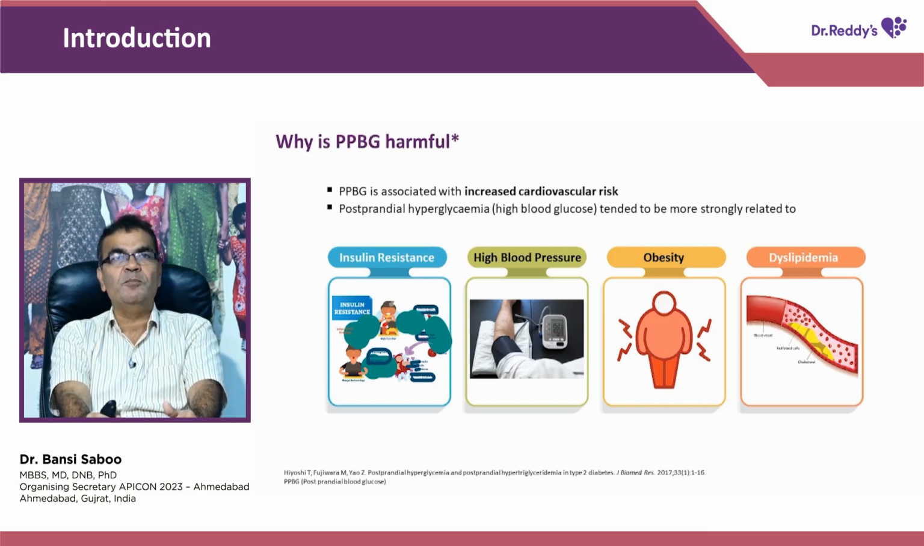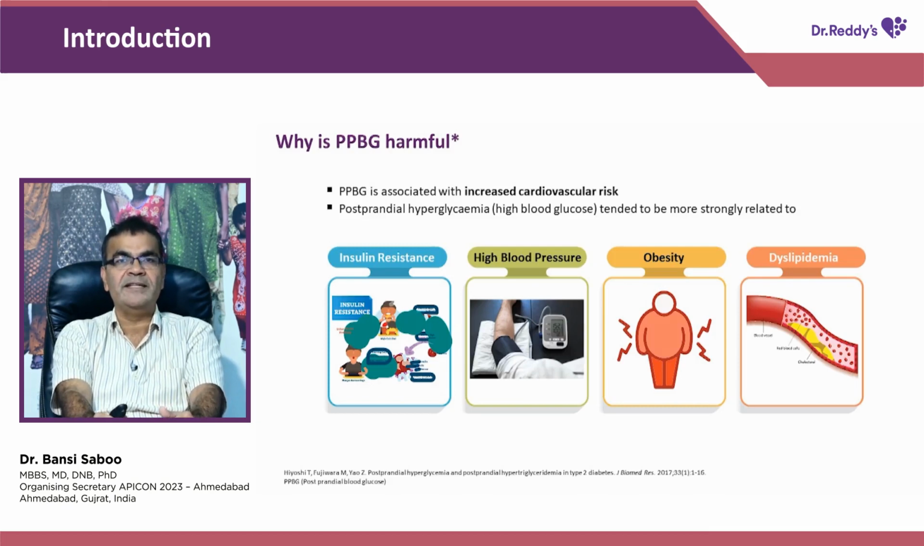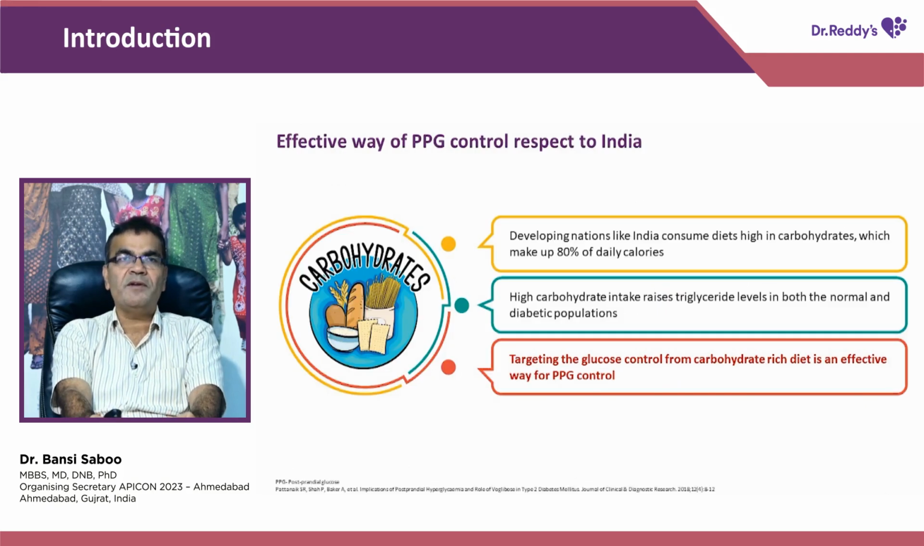Why is PPG more harmful? Because it increases the risk of heart disease. Postprandial hyperglycemia also carries a higher risk in persons with insulin resistance, which also leads to more high blood pressure, more dyslipidemia and more obesity. Now, for effective control of post-meal hyperglycemia or PPG, one of the most important things is that carbohydrate intake has to be reduced significantly.